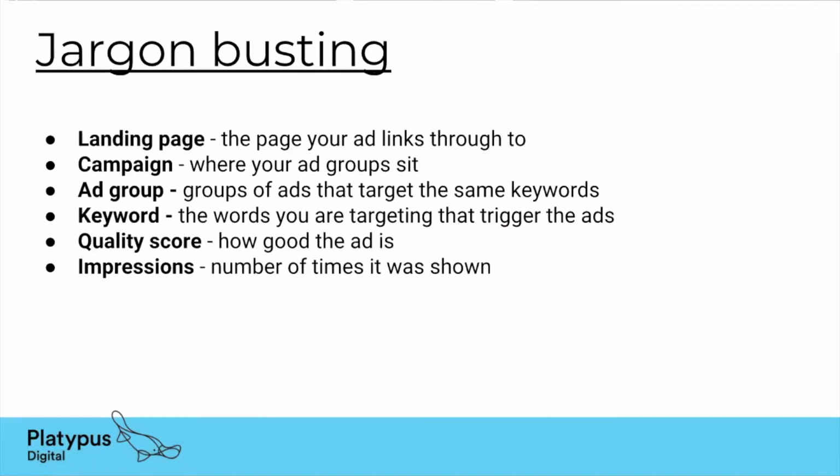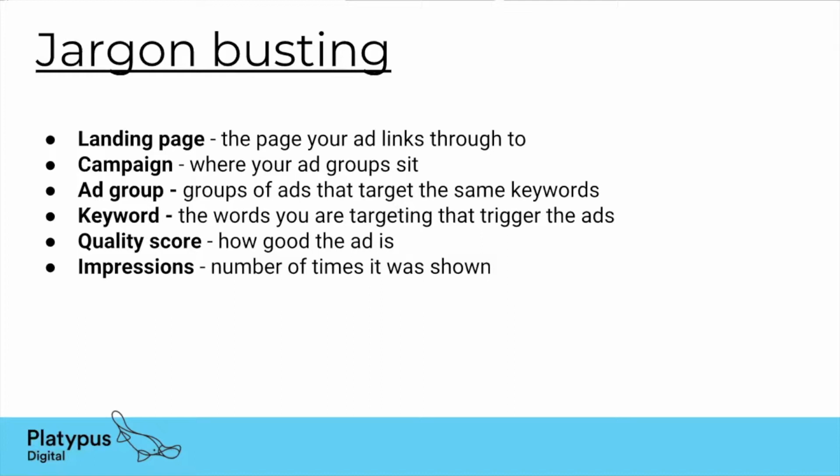It's a bit more about jargon busting then. Your landing page is simply the page that your ads link through to. That's the page in your site that you're going to attract people to through your ads. Your campaigns are where your ad groups sit. Your ad groups are the groups of ads that target those keywords. The keywords are the words that you're targeting that trigger the ads. An example might simply be when someone searches for donate to a charity, the keyword there is donate to a charity. So you simply have to list some of the keywords that you want to appear for whenever people do those searches. More on that later.